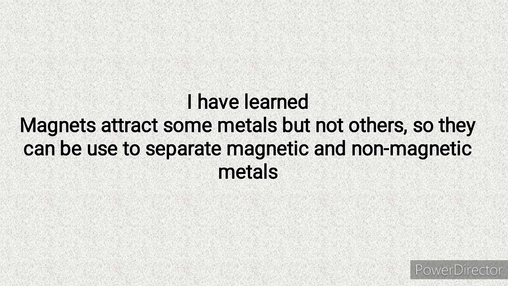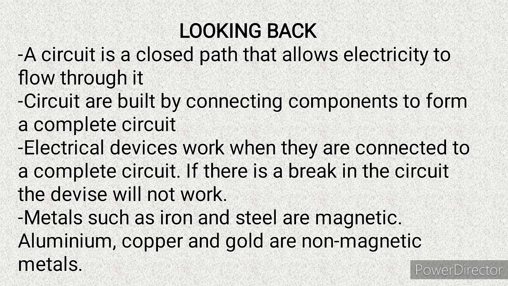Welcome back. I believe you now have learned and you now know that magnet attracts some metals but not other metals, okay? And you also know that magnet can be used to separate magnetic from non-magnetic metals. Now let's look back to what we've learned in this series. We talked about a circuit. We say a circuit is a closed path that allows electricity to flow through it. Circuits are built by connecting components to form a complete circuit. Is it not? Components like wire, switch, battery, and then of course your bulb or your light bulb.